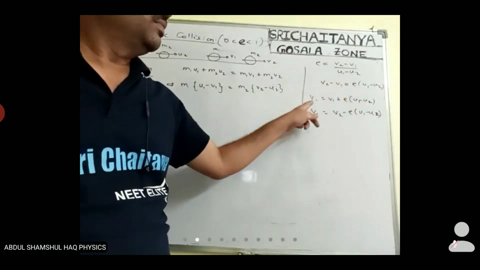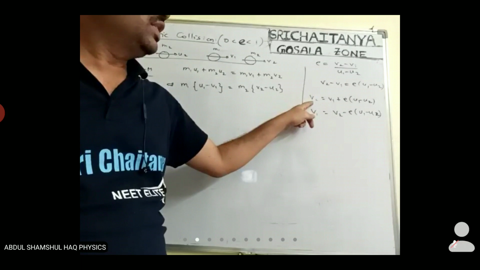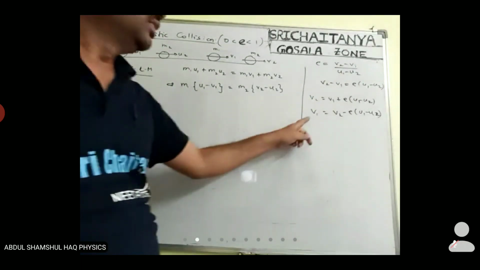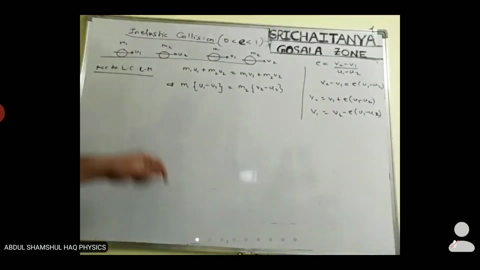v2 minus v1, so minus v1 goes to that side. v2 equals v1 plus e into u1 minus u2. v1 is equal to v2 minus e of u1 minus u2.